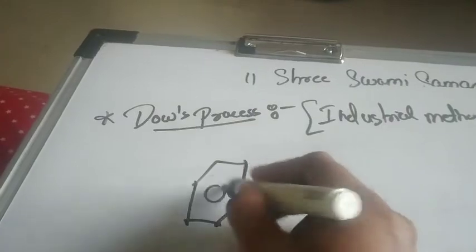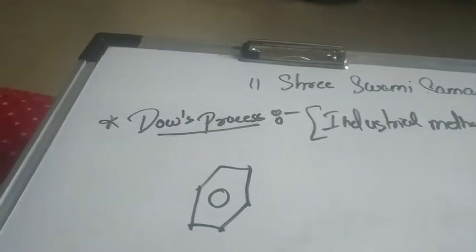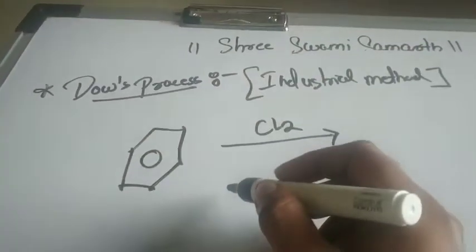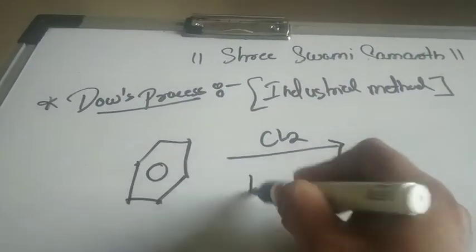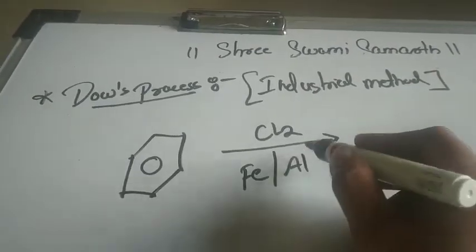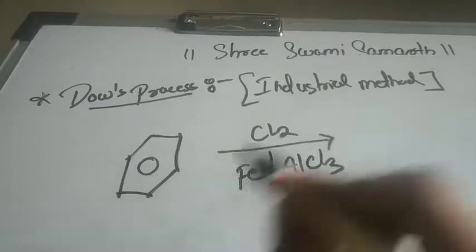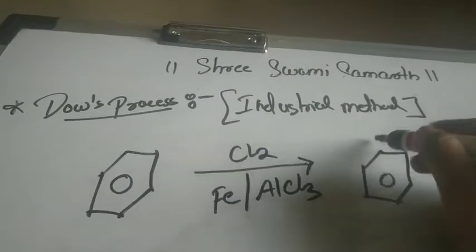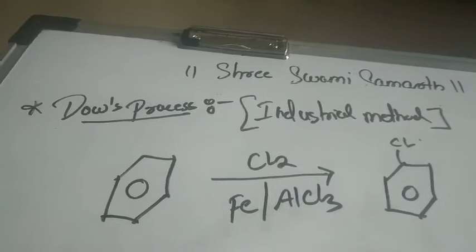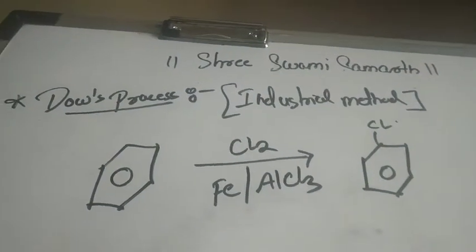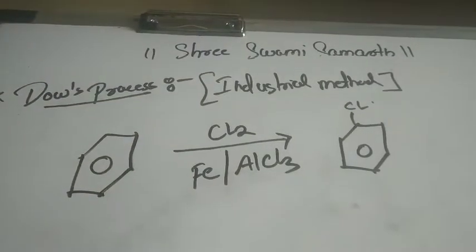हमको पता है कि benzene का electrophilic substitution होता है. So what you need to do, you need to add Cl2. Only Cl2 do we need to add? No. Along with this we will also add the Lewis acid, so Fe and AlCl3, right? It will get converted into chlorobenzene. ये होता है chlorobenzene का reaction. This is how we prepare the chlorobenzene. Okay, but we don't need to prepare the chlorobenzene here.